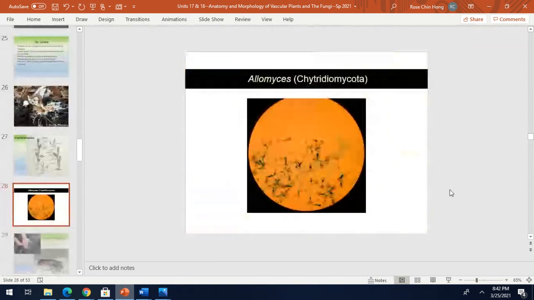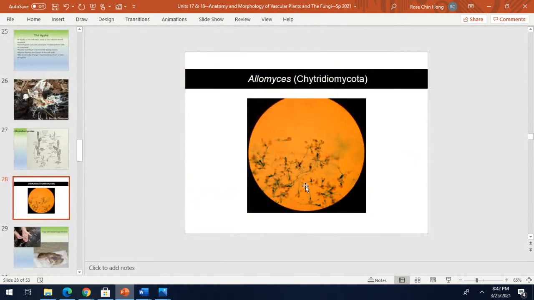All right, so let us look at the other slide. This is one of the slides I have taken a picture of in class. So this is Allomyces, and you could see the different stages of the Allomyces.